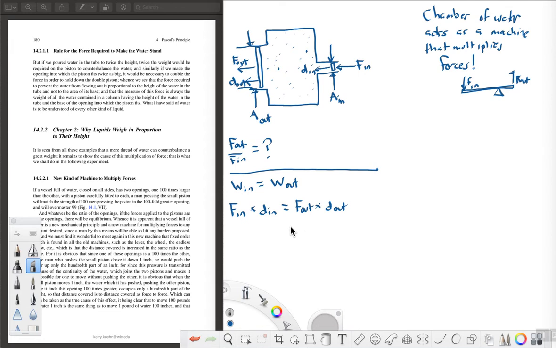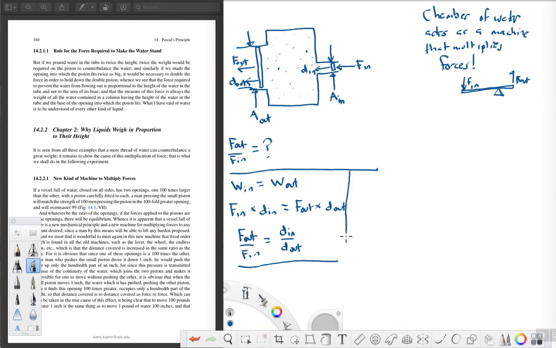If we want to find out what the ratio of the output force is to the input force, then by rearranging this formula, you can see it's going to be in the same ratio as the distance that the input piston moves compared to the distance that the output piston moves. So if we can find this ratio of how far that moves compared to how far that moves, we will be able to figure out the ratio of the output to the input force, and hence we'll find out what the mechanical advantage is.